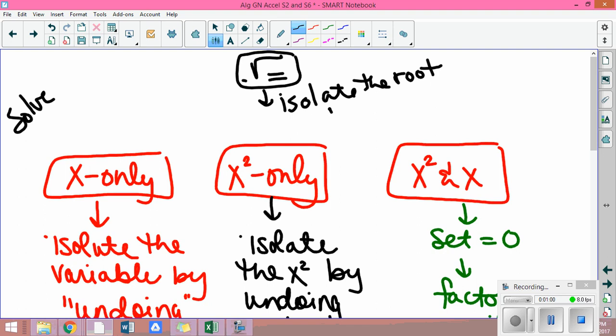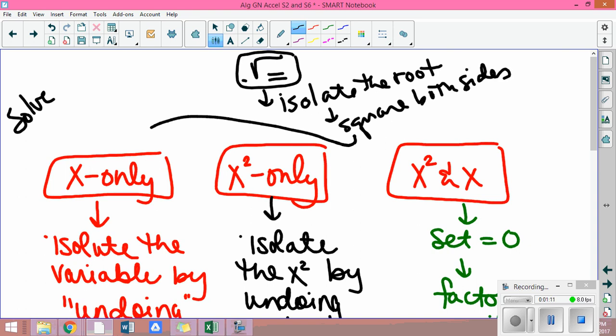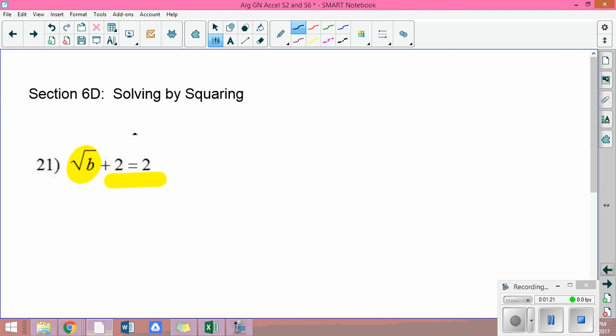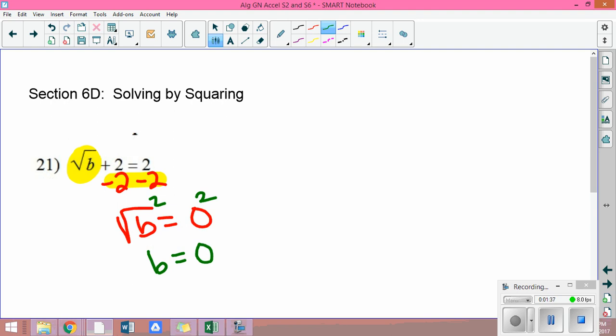Once you isolate the root, then you square both sides to undo that square rooting, and it will dump you into an x squared only, or an x only, or an x squared and x situation, depending on the makeup of your problem. So if we go back and look at 21, isolate the root, subtract 2, square root of b squared is equal to 0, undo square rooting by squaring. This one is rather uneventful because it ends up being 0.